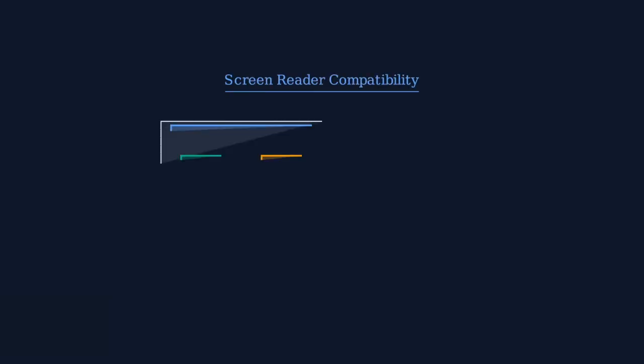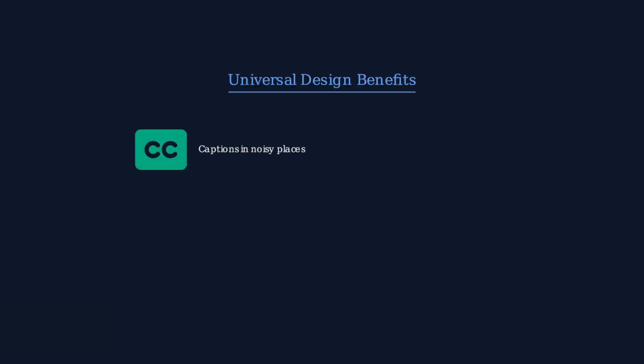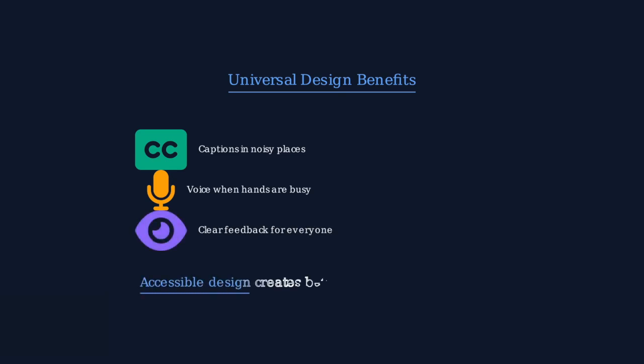Screen reader compatibility is essential for users who are blind or have low vision. This means providing proper text labels for all interactive elements, logical reading order, and meaningful descriptions for images and buttons. The beautiful truth about accessible design is that it benefits everyone. Captions help in noisy environments, voice commands are useful when your hands are full, and clear visual feedback makes interfaces easier for all users to understand.